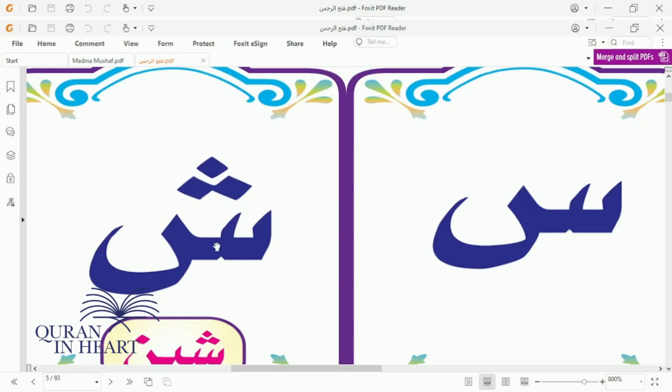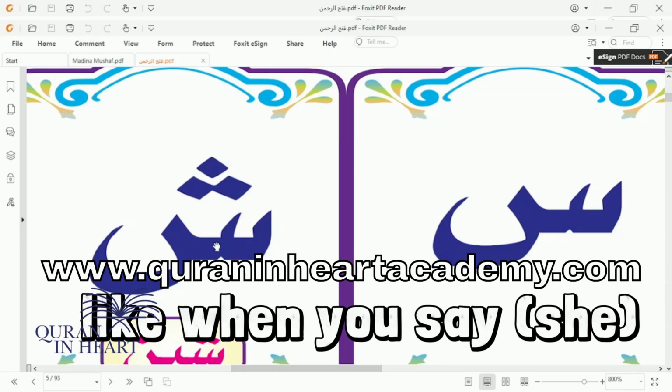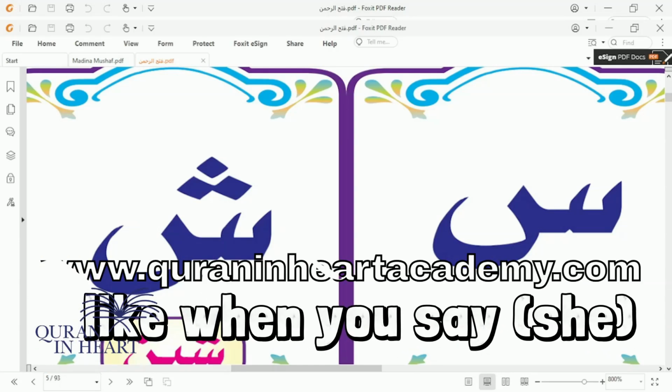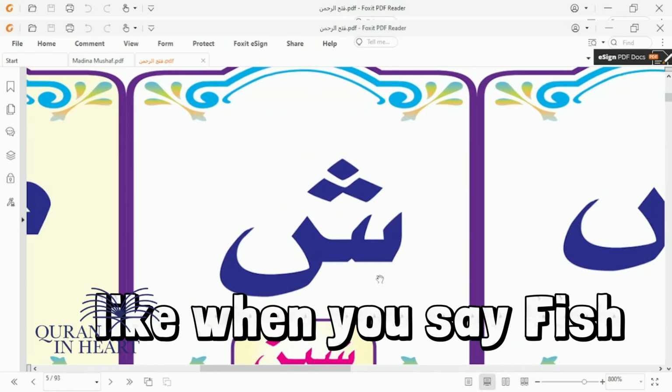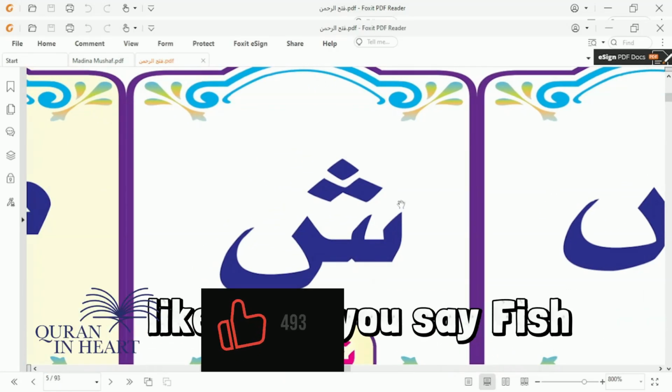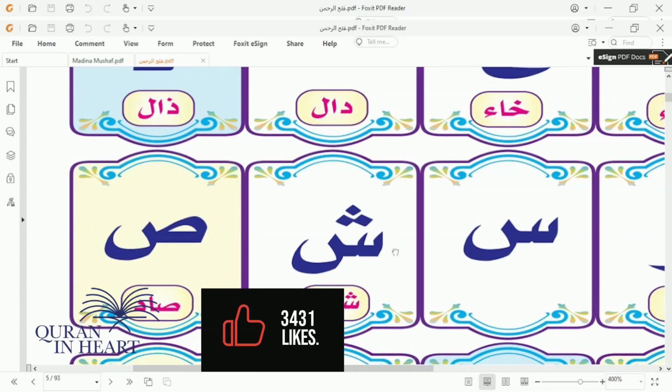The name of the letter is Sheen. It is like the sh sound in the English language, like in the word fish. Remember that, Sheen.